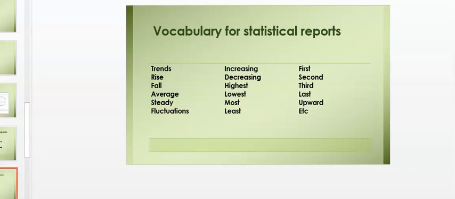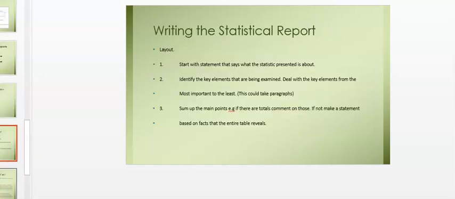So in such a report, you want to start with a statement on what the statistics present. Start with the statement that says what the statistics presented is about. So it's a general statement on what the statistics is about. Then you want to identify key elements that are examined. This is where you deal with the key elements, probably from the most important to the least important, from Monday to Sunday. Depends on how the data is represented.